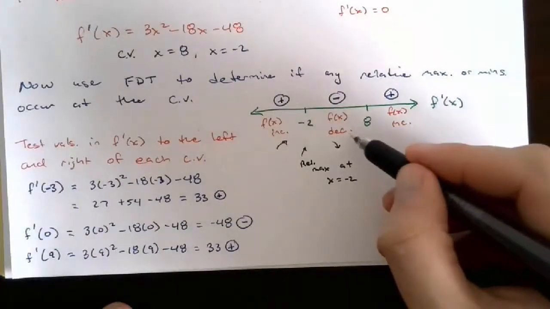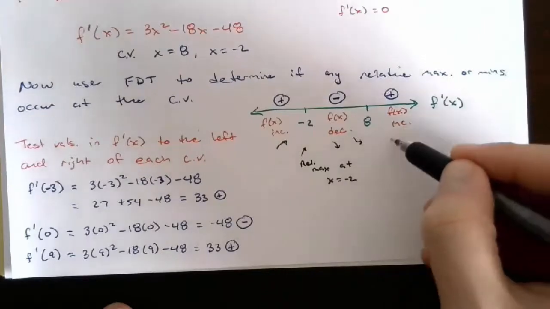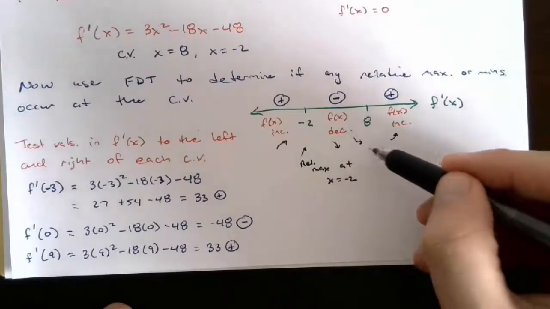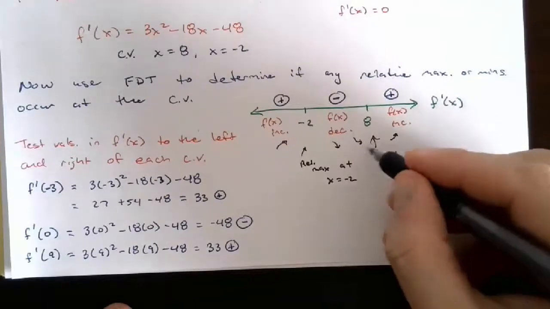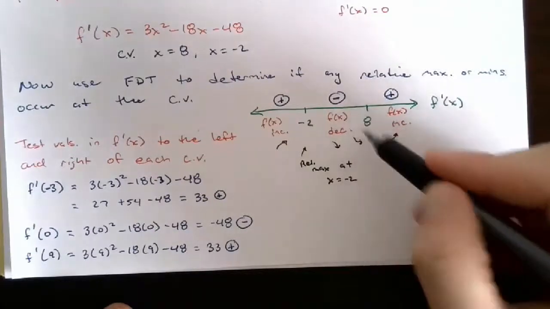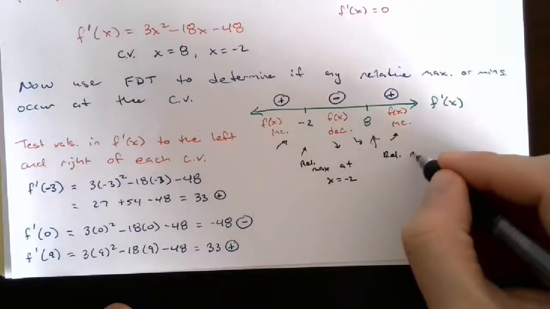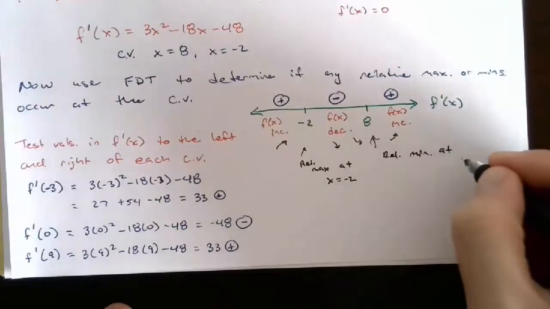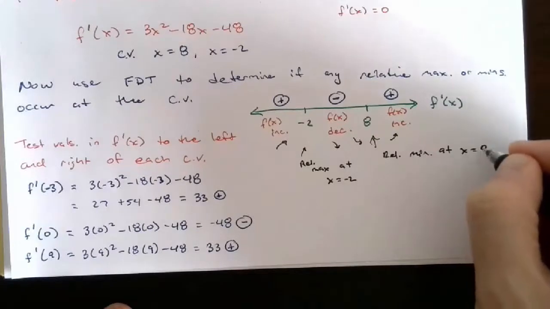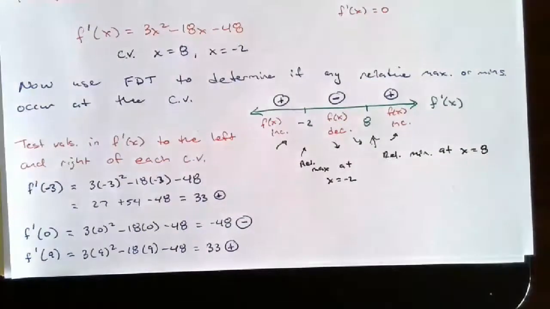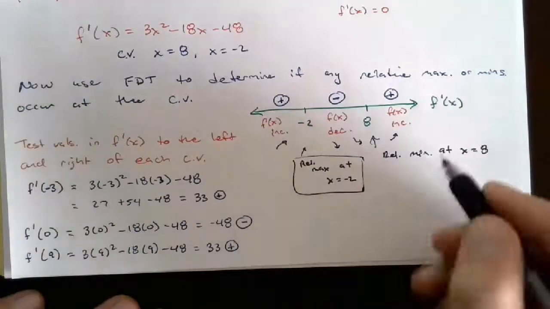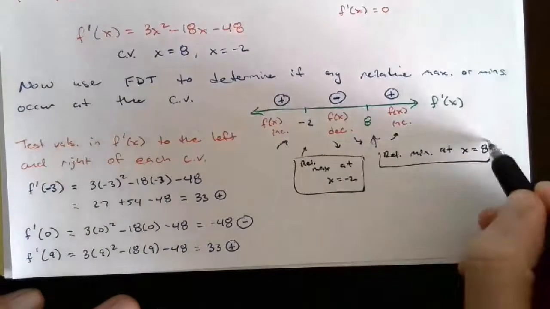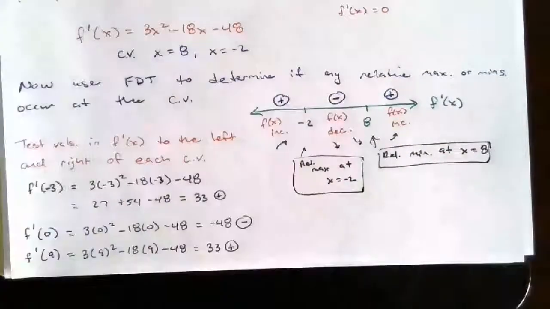Then think about what's happening here. You're decreasing, so you're going downward, and then f of x is increasing, you're going upward. What happens if you're going downward then upward? You're going to have a relative min, a relative minimum at x equals 8. So you're using the information about f to tell you what's going to happen at these points. We have a relative maximum at x equals negative 2 and a relative minimum at x equals 8.